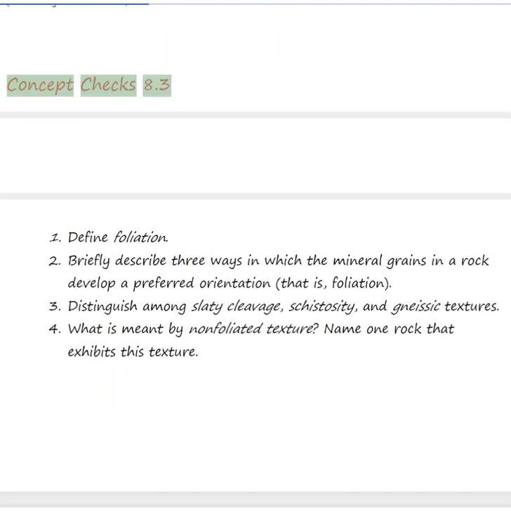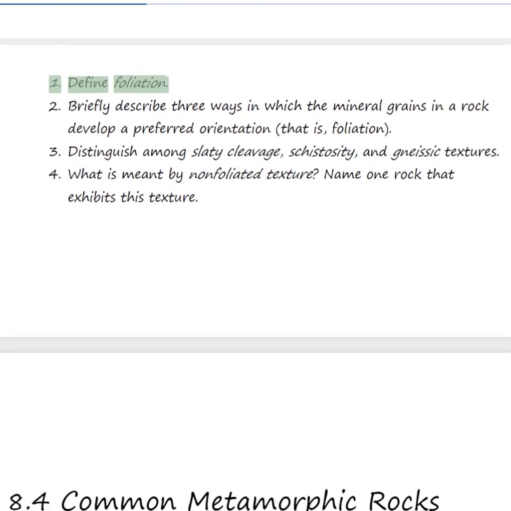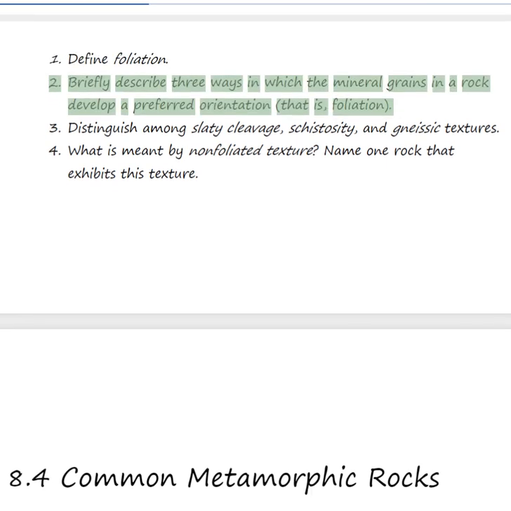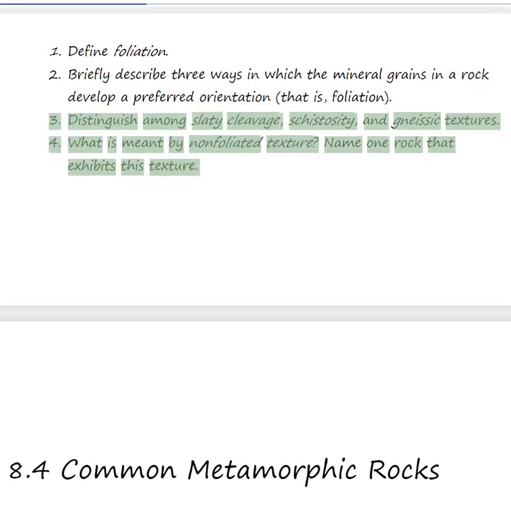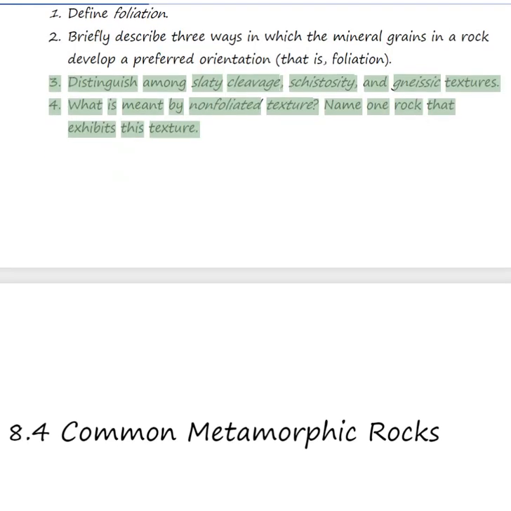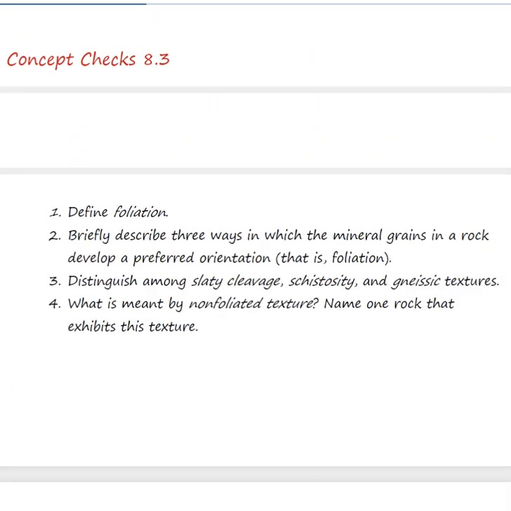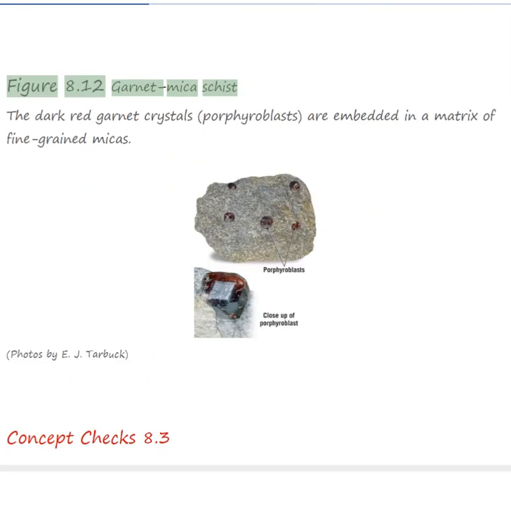Concept checks 8.3. 1. Define foliation. 2. Briefly describe 3 ways in which the mineral grains in a rock develop a preferred orientation. 3. Distinguish among slaty cleavage, schistosity, and gneissic textures. 4. What is meant by non-foliated texture? Name one rock that exhibits this texture. Figure 8.12 Garnet mica schist.